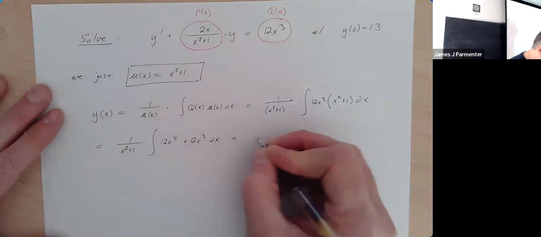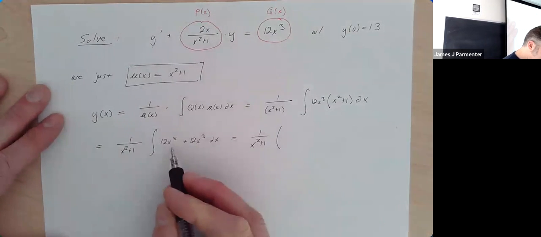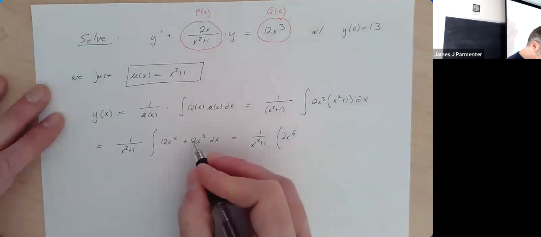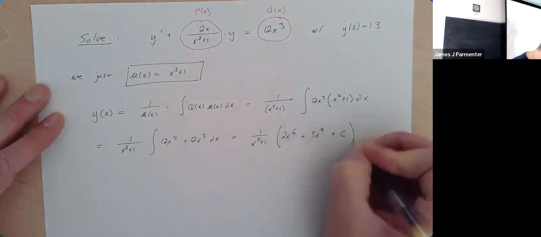So let's do the work. I'm going to get 1 over x squared plus 1 times, let's see, 12x to the 6th over 6 will be 2x to the 6th. And 12x to the 4th over 4 will be 3x to the 4th plus c.